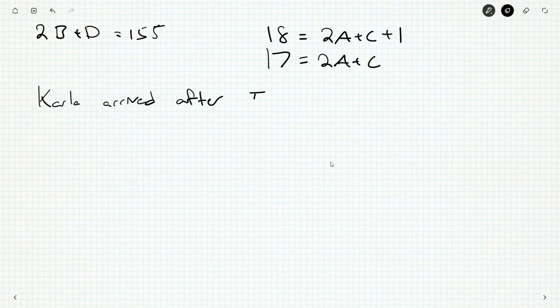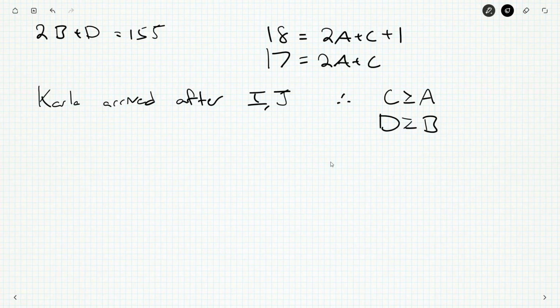So Carla arrived after Isaac and Jacob. So C is definitely bigger than or equal to A. Now you can't say that D is bigger than or equal to B, because if Isaac and Jacob arrived at, say, 4:59, and Carla arrived 3 minutes later, yeah, Carla is still going to be paying more, but the minutes have reversed. Okay, so we can say something like that. And if we want to minimize the amount that is paid, C is the first thing we would want to minimize.